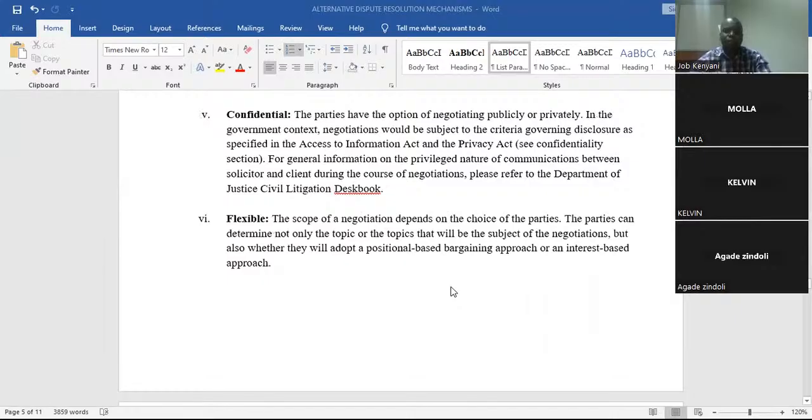Flexible. The scope of negotiation depends on the choice of the parties. The parties can determine not only the topic or topics that will be the subject of the negotiations, but also whether they will adopt a positional-based bargaining approach or an interest-based approach. A positional-based approach is where you take a position and stick with it. Interest-based is where you try to accommodate the other party.